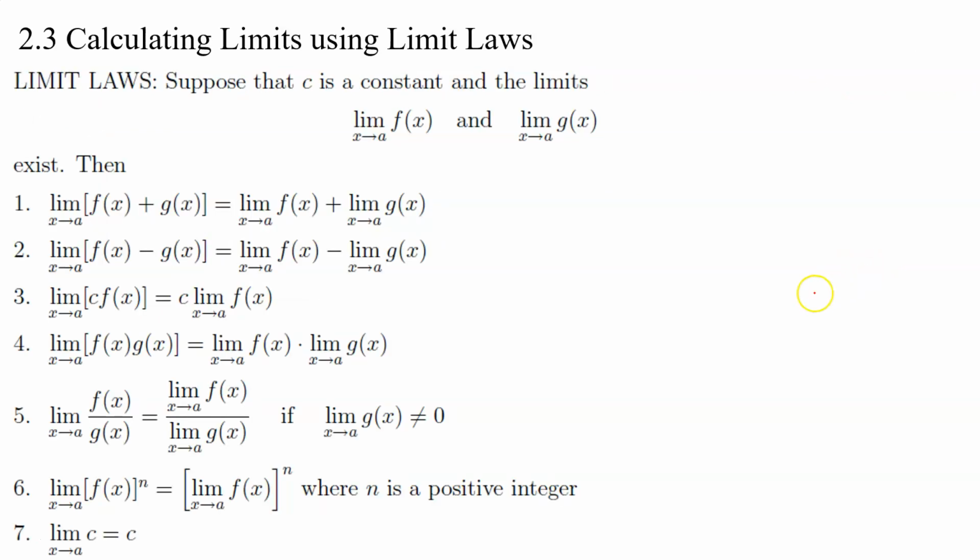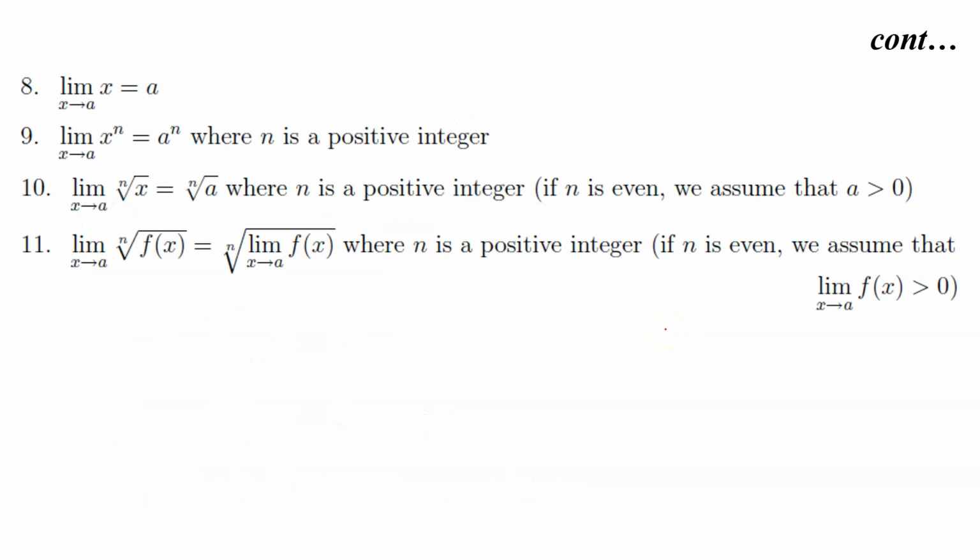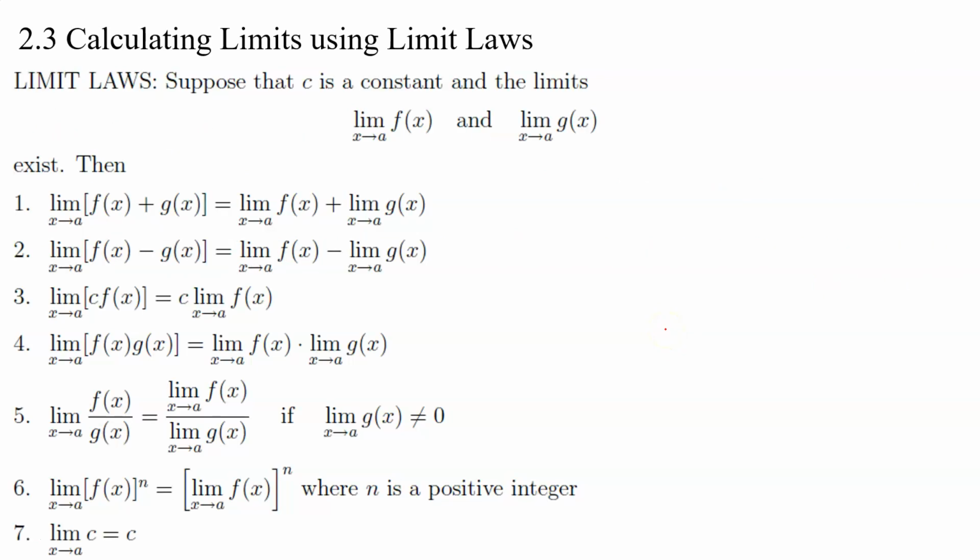Okay, now let's see how do we calculate limits using limit laws. Okay, there are a few laws for limits, so you have to carefully choose or understand each of these. So suppose that c is a constant and the limit of f(x) as x approaching a and the limit of g(x) as x approaching a. So you have two functions f and g. Okay, the two limits exist. Then dua-dua dia beritahu dua-dua limit ni exist.